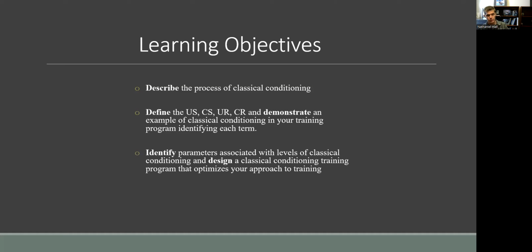Hopefully you can identify parameters associated with levels of classical conditioning and design a classical conditioning training program that optimizes your training approach. So things like delay conditioning versus simultaneous conditioning versus backwards conditioning. Identify some of the factors about the relevance of the overlap of the stimulus and the unconditioned stimulus, as well as whether the conditioned stimulus is novel or whether it's something that is highly familiar in the environment, something that is related to how well Pavlovian conditioning is likely to occur, and evaluate your own training plans to identify optimal and suboptimal practices.